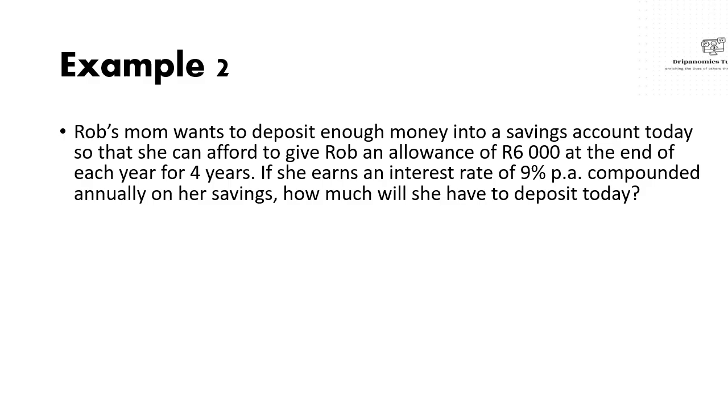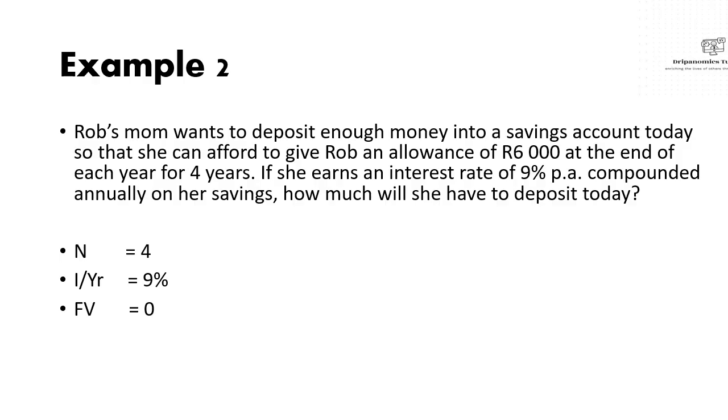So we're calculating the present value because we're calculating how much she will deposit today. Our N is 4 years, 4 times, our compounding being annually, so it's just going to be 4. Okay, interest 9% given to us. Okay, future value 0. Why?